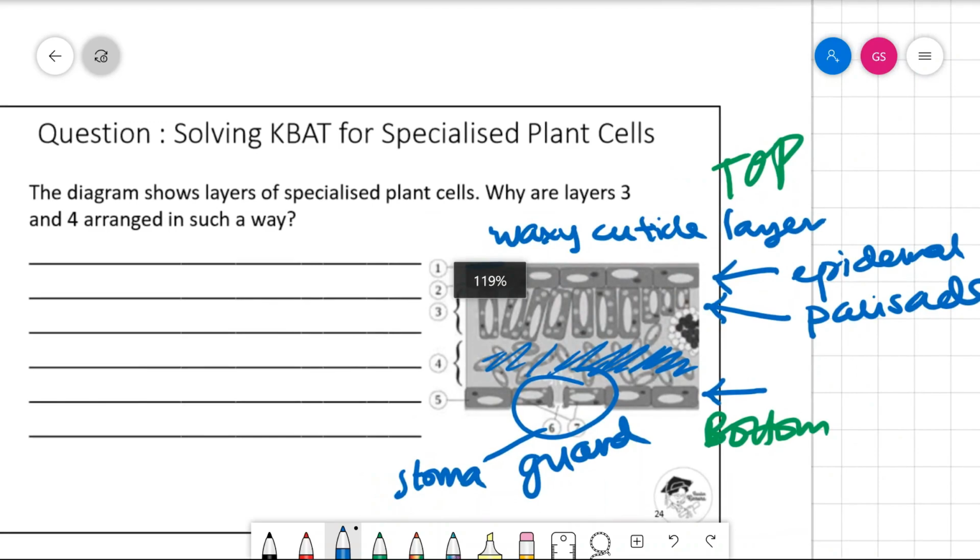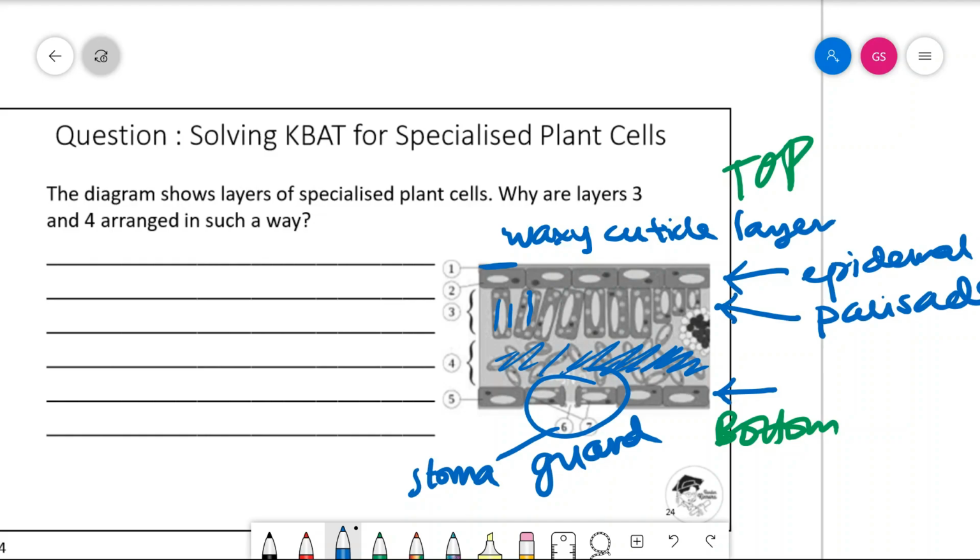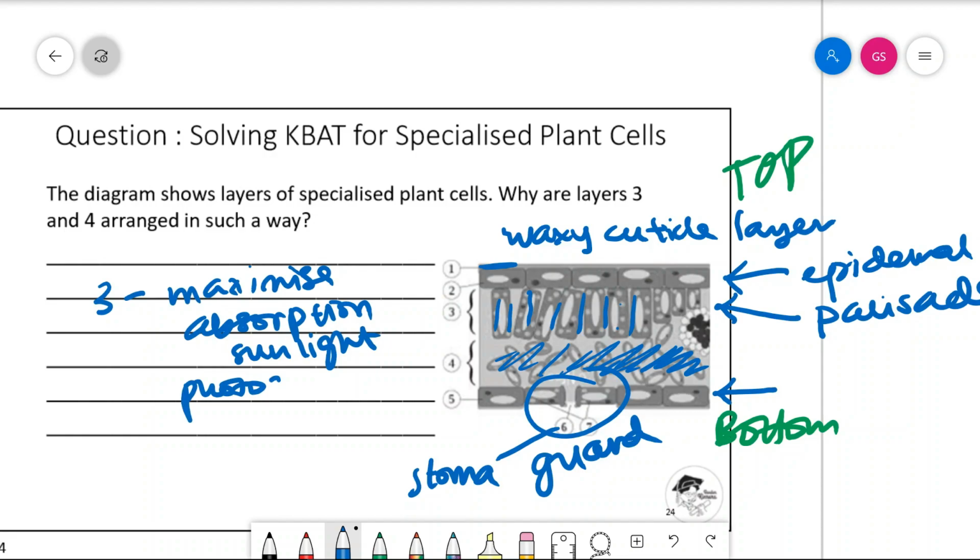Why are layers 3 and 4 arranged in such a way? So if you see number 3, why is it arranged in such a way? Very close to each other, stacked side by side, a lot of chlorophyll. Why? Number 3 is because it wants to maximize the absorption of sunlight. For what? For photosynthesis. It maximizes the absorption of the sunlight. So more sunlight is going to shine into the palisade cell.